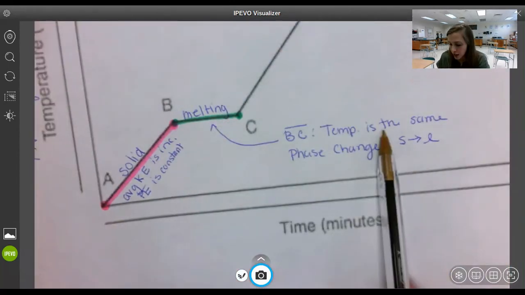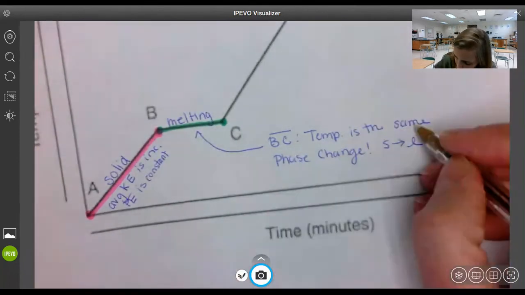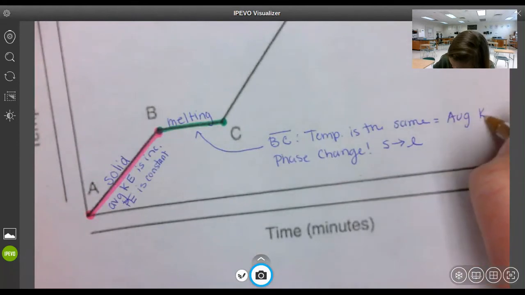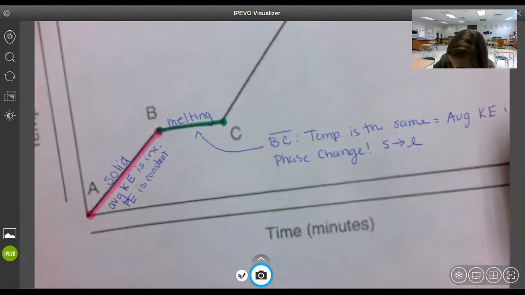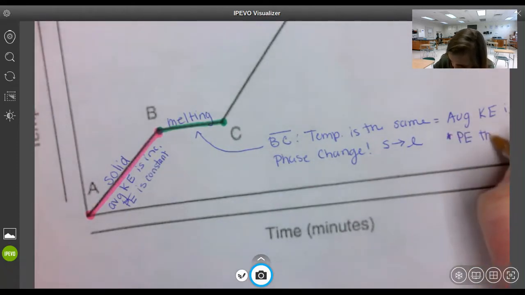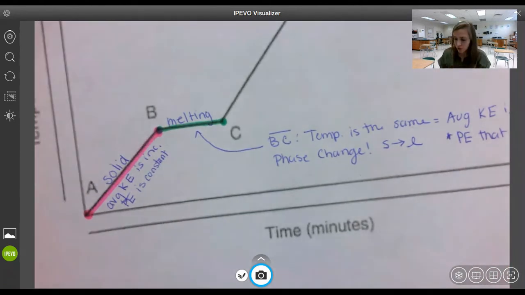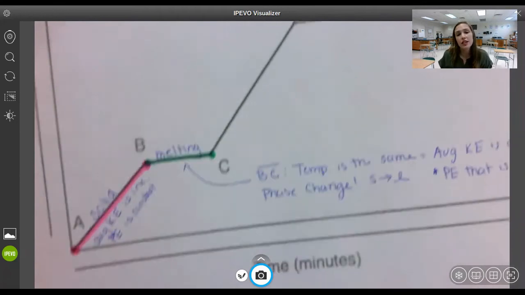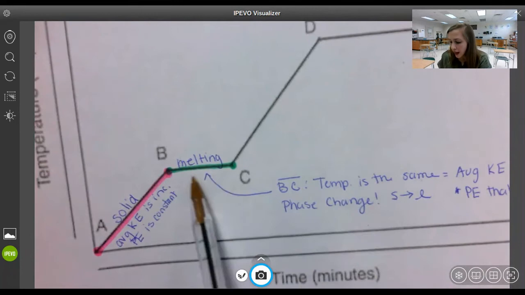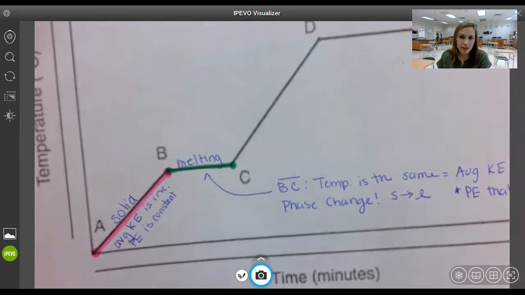So if temperature is staying the same, what must be changing that's causing this phase change? While temperature is staying the same, which means that our average kinetic energy is constant, it is the potential energy that is increasing, which is resulting in that phase change. So we have both solid and liquid present, it's melting. Average kinetic energy, which is temperature, is staying constant, but it's that potential energy that is increasing.